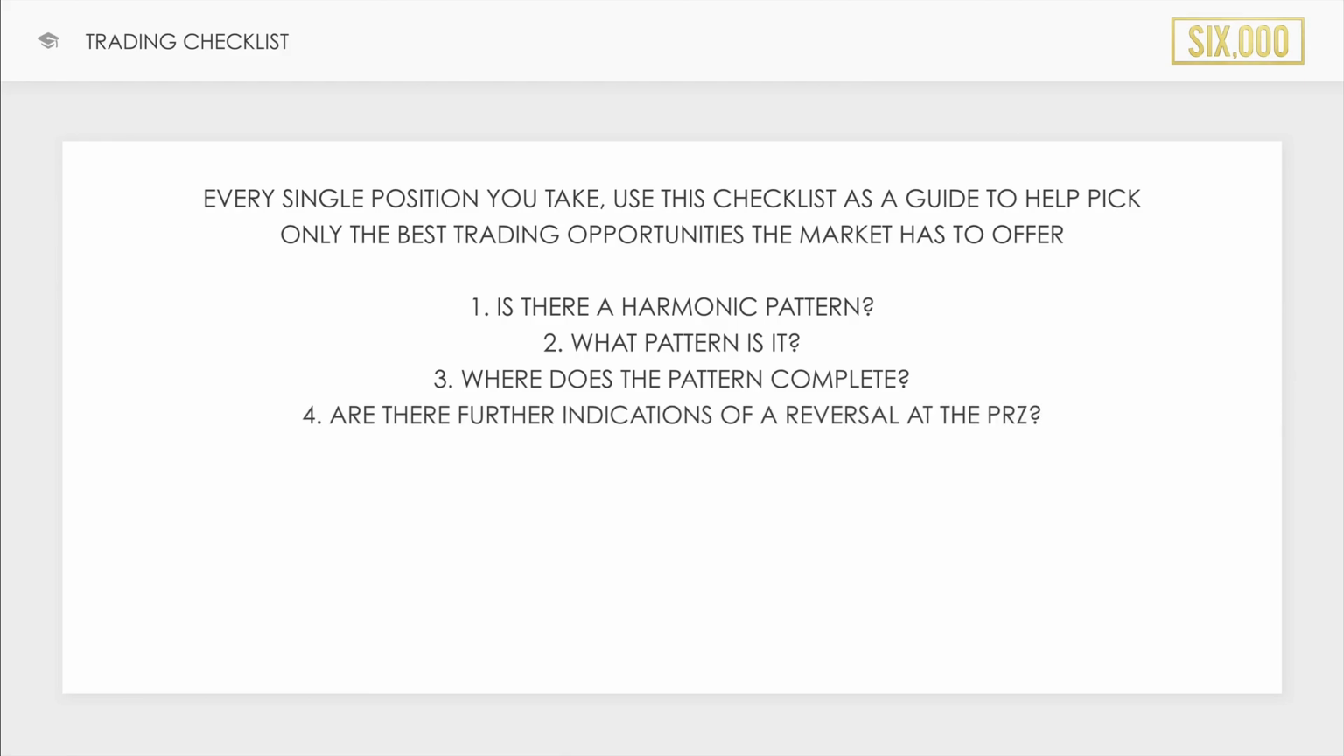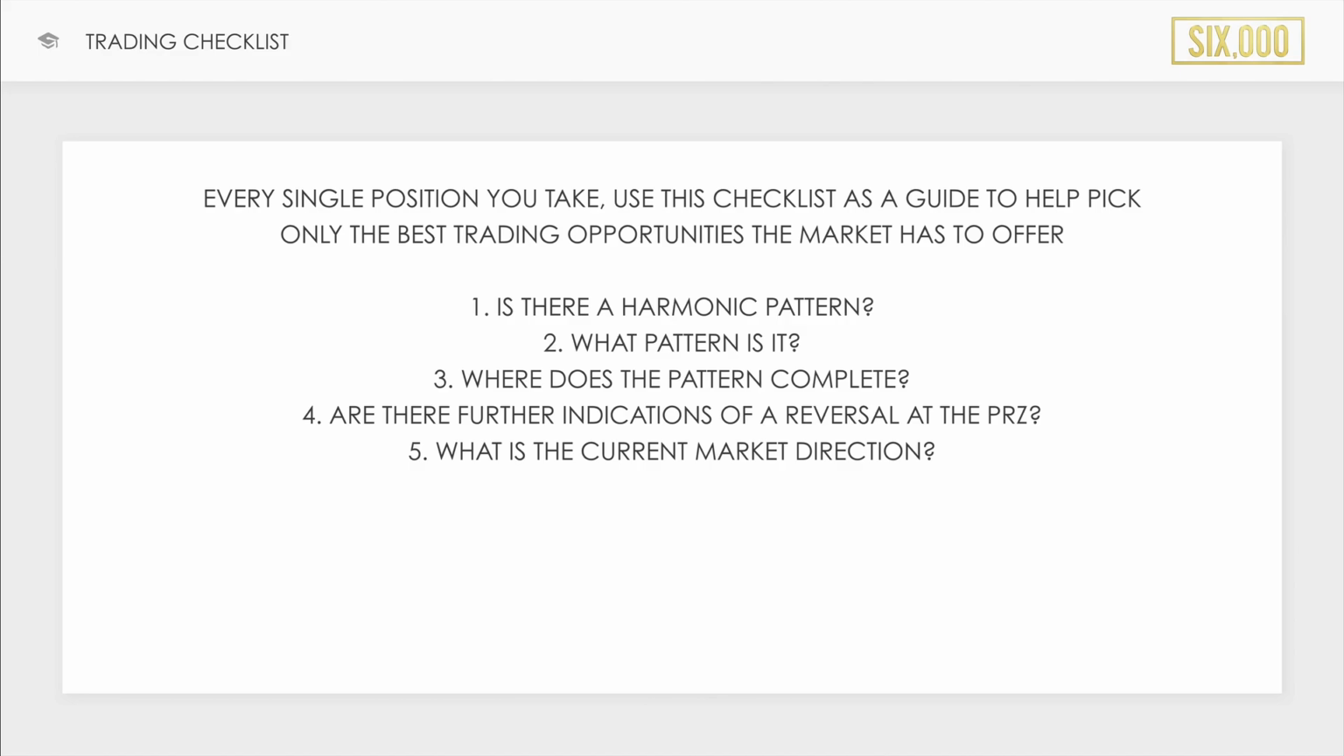Number 4, are there further indications of a reversal at the PRZ? So what aligns with your potential reversal zone? Are there trend lines? Is there support and resistance that aligns with your potential reversal zone? Is there maybe a pennant in the C to D leg? What indications are there that the reversal will occur? Is there any strong confluence that you can use to further indicate where price is going to reverse? Have you looked at the minor time frame? Have you looked at the major time frame?